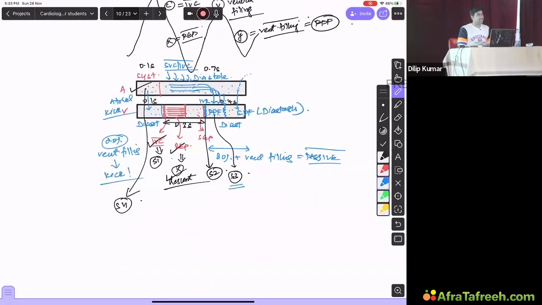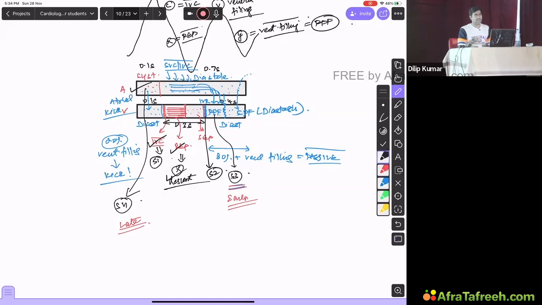is S3 a late diastolic sound or early diastolic sound? Remember, both S3 and S4 are diastolic sounds. There's no doubt about that. But S3 is an early diastolic sound. S4 is a late diastolic sound. That's all. So just one diagram is enough. You can answer everything easily.